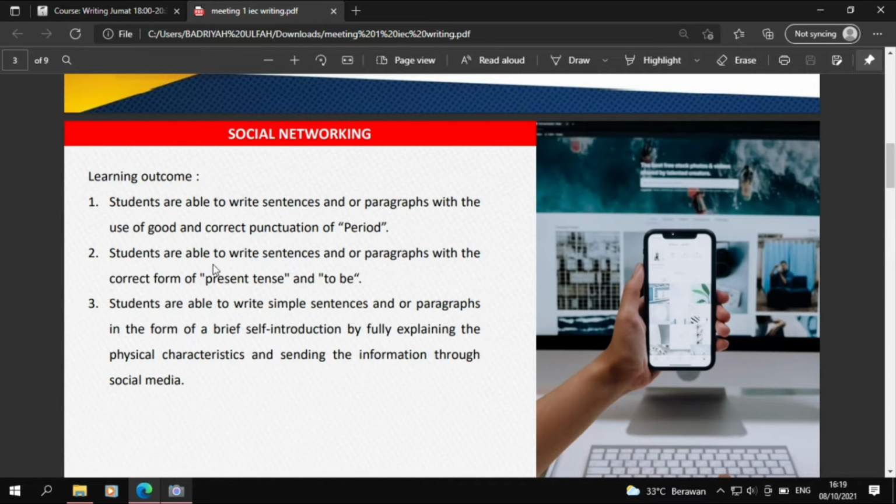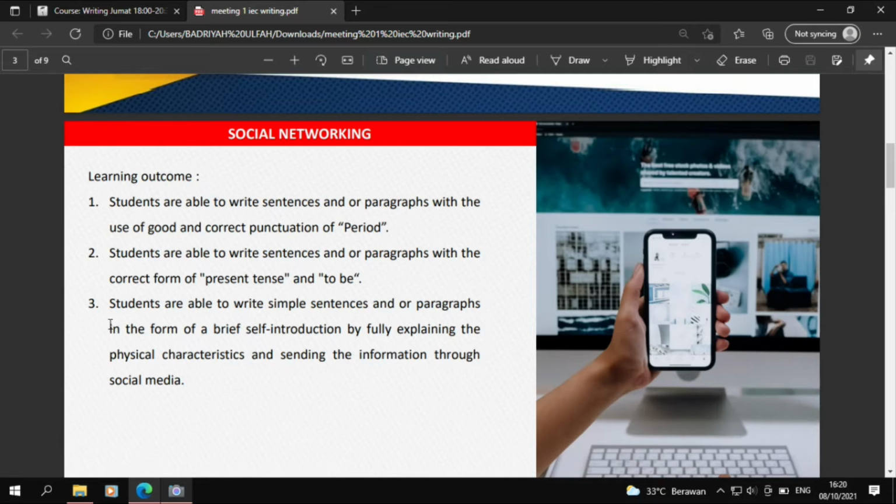The next one, you are able to write sentences and or paragraphs with the correct form of present tense and to be. Sama seperti yang saya sampaikan sebelumnya, karena materinya writing, mau tidak mau, kita juga akan mempelajari tenses. Tapi saya tidak akan terlalu deeper on the tenses or the grammatical, but at least we have a little thing to discuss about it, because actually you will have the original class with another lecturer in structure, jadi nanti ada mata kuliahnya sendiri yang benar-benar fokus.